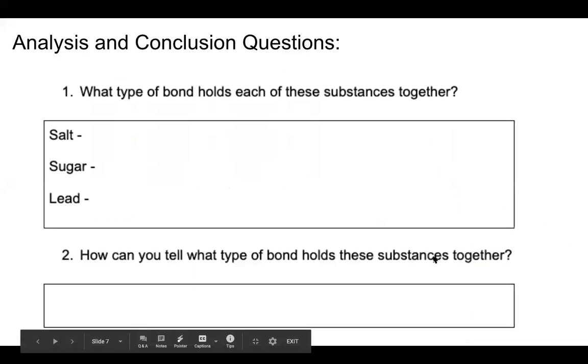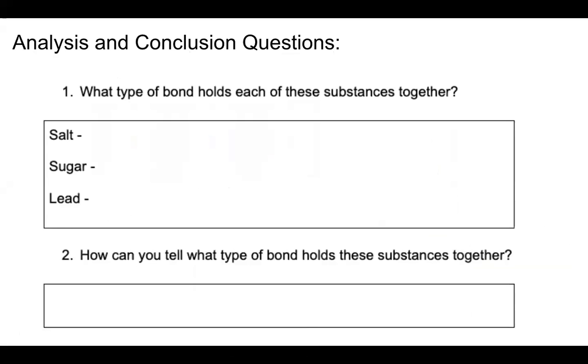Well, let's look back quickly at our analysis and conclusion questions then. Hopefully the data table's all set. The first question is just asking, well, what type of bond is holding each of these three different substances together? What's the bond in the salt? What's the bond in the sugars? And what's the bond holding lead together? And it probably doesn't take a rocket scientist to know that we showed three different bonds. We showed an ionic, we showed a covalent, and we showed a metallic bond there.